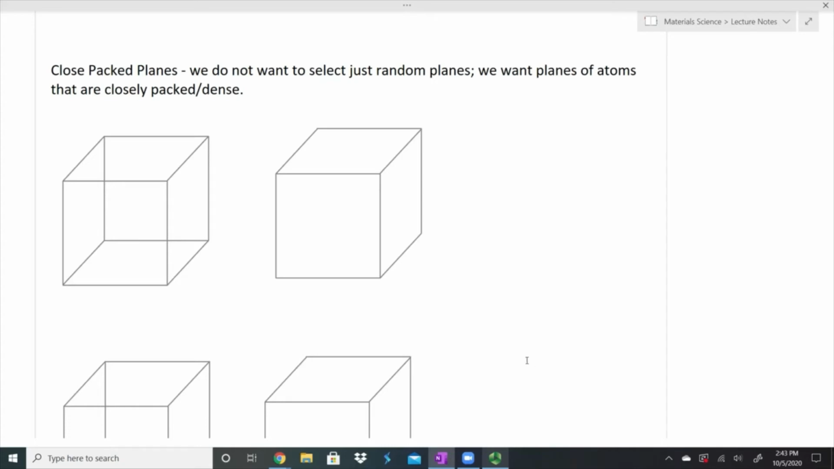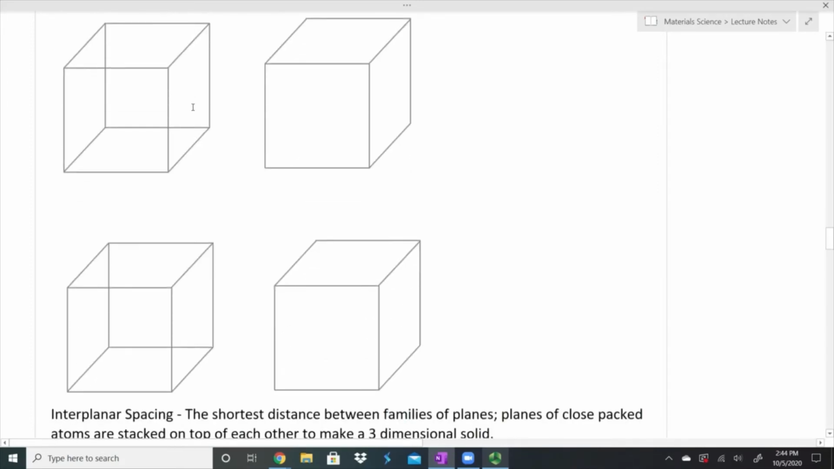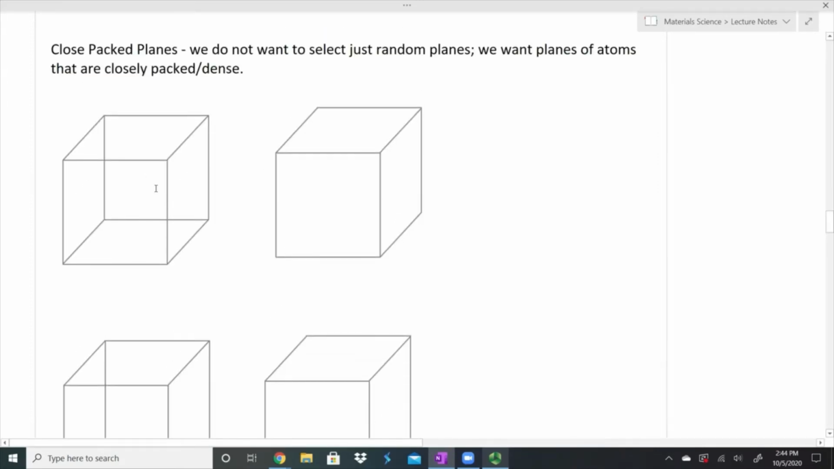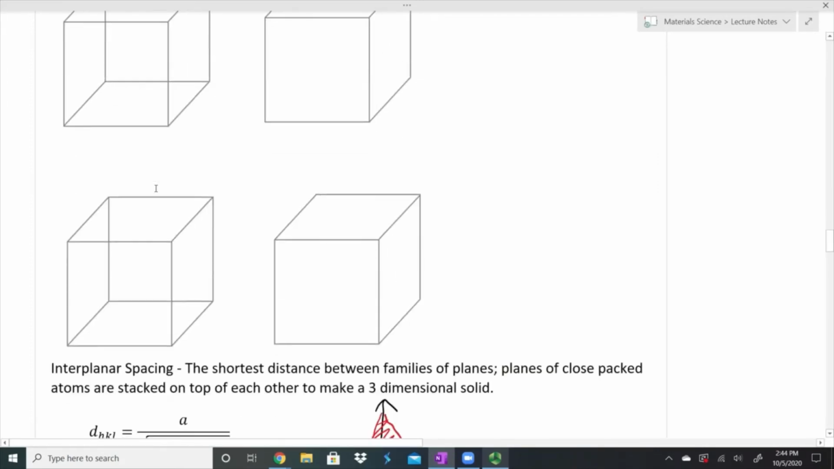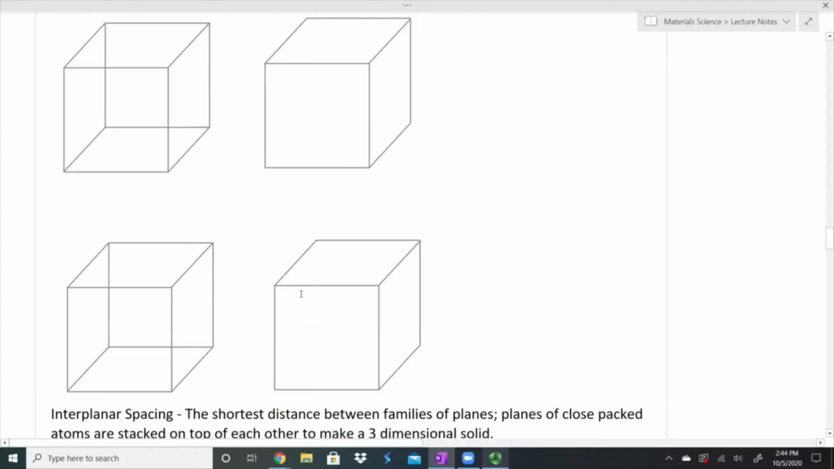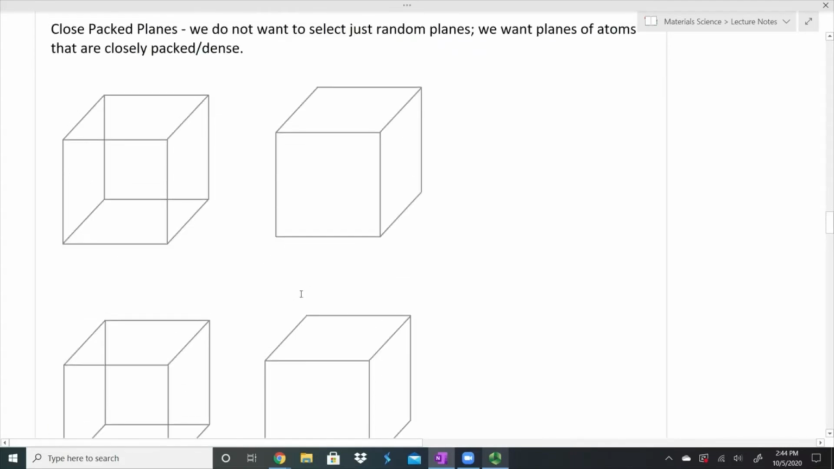So in this case, let's talk about our close packed planes. We're not just looking to pick some random plane somewhere. What we're really looking for is planes of atoms that are as closely packed as possible in a certain plane. We want to see where they are the most dense. I have 3 unit cells here and 3 cubes here, which I'm going to draw in my hard spheres.